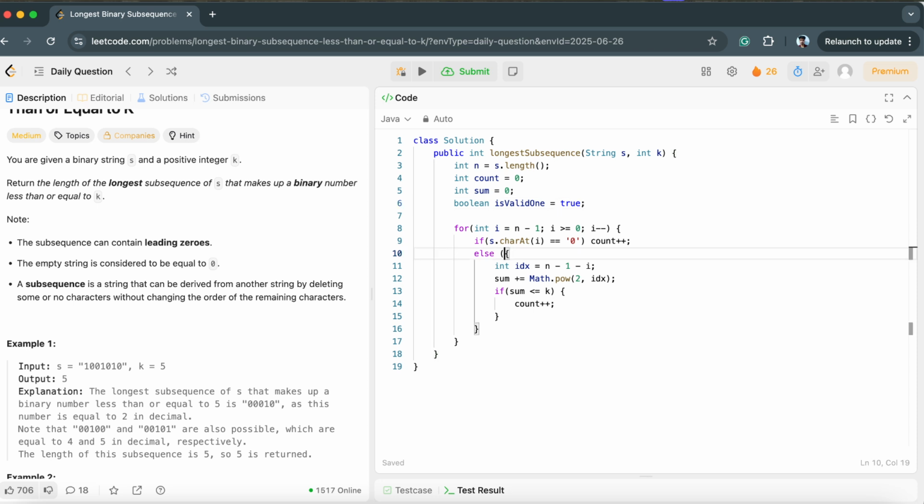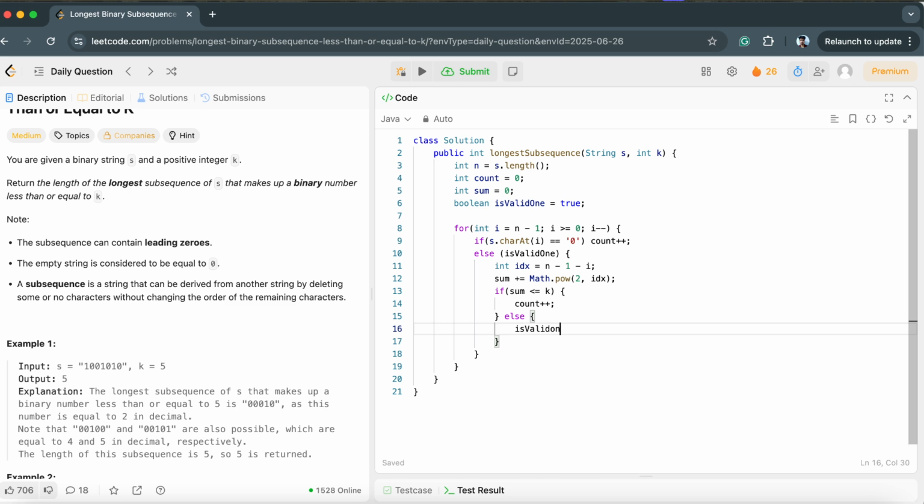Let's check if isValid1 is valid. In that case only we will enter into this condition. At any point in time when sum is greater than this k value, there I simply make isValid1 false. So from there onwards we will not consider the ones. This will be false and we are done.